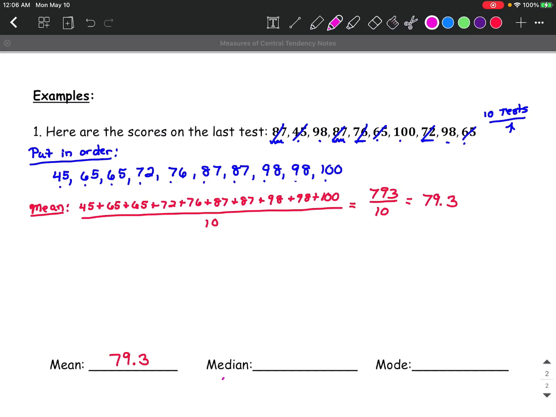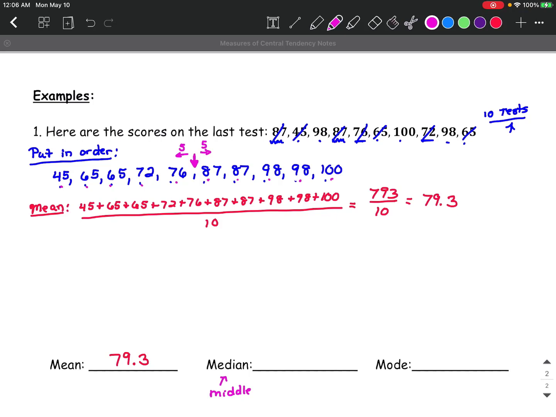The median, remember, that's the middle. So we know we have 10 numbers. So the middle of 10, I would have to go 1, 2, 3, 4, 5. And notice on the other side, there's 1, 2, 3, 4, 5. So I have 5 tests on the left, 5 tests on the right, but there's nothing right smack in the middle. So if there was 11 tests, that 6th test would be the one in the middle.